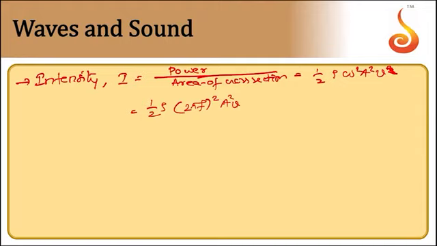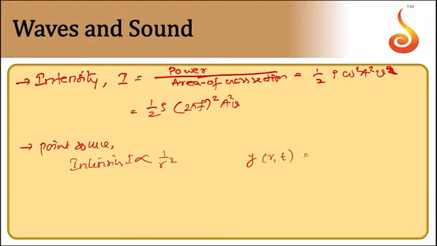Suppose you consider a point source. Intensity due to a point source is directly proportional to 1 by r square. Actually, even though not very important, the equation is of this form: y, which is a function of r and t, can be written as a divided by r sine (omega t minus k dot r).